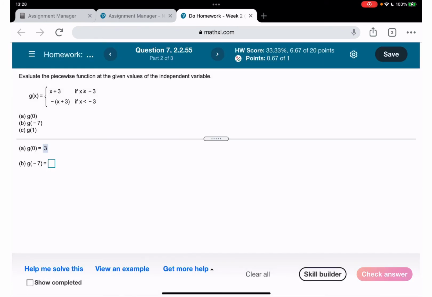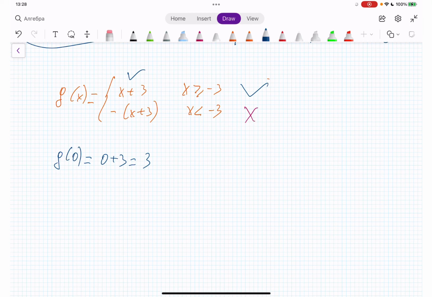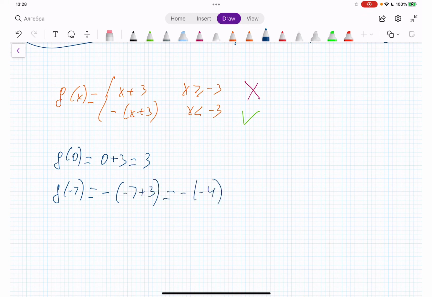Second one, negative 7. Okay, let's plug in negative 7. G of negative 7. When I check here, negative 7 doesn't match this one, because it's less than. But this condition, x is less than negative 3, is matching, right? So therefore we are going to use the second equation. It's going to be negative of negative 7 plus 3. And this is going to be negative 4, and we get positive 4, okay?